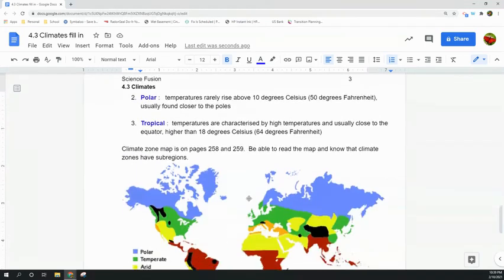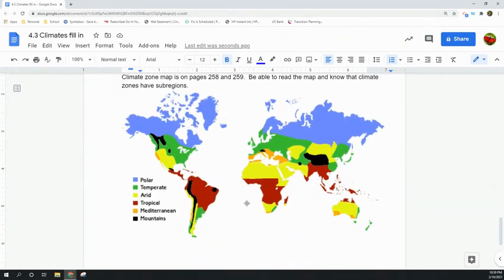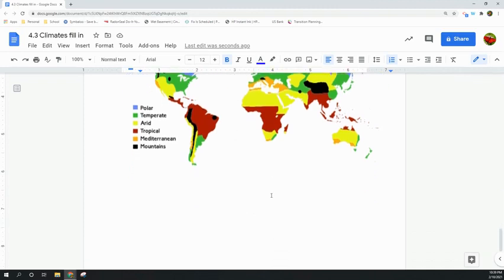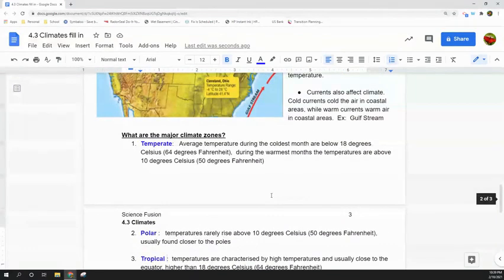So here below, you can see the map of different types of climates. There are different maps that show different types of climates. Like not everybody shows mountains as being a climate or Mediterranean, but definitely polar, temperate, arid is pretty dry, tropical is pretty wet. Okay, so this is the end of your climate notes.